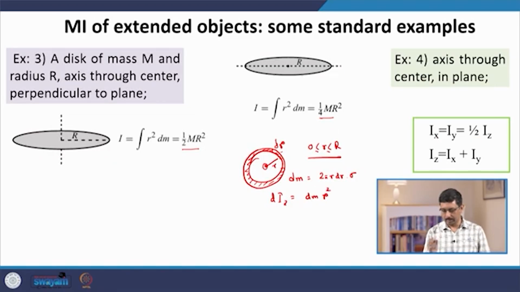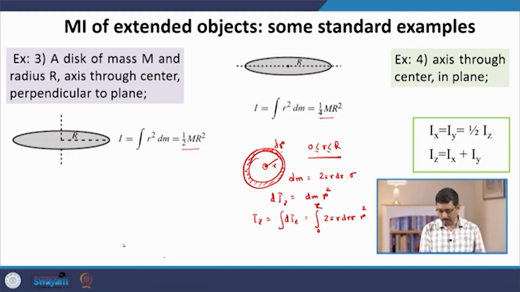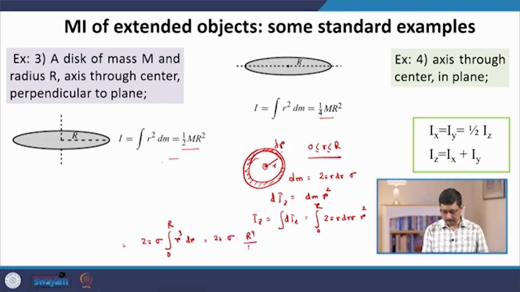dm times r square. Now if I vary r and generate this shape, then I am going to get the full moment of inertia due to that entire disk, and that is going to be the integral where the r smaller varies from 0 to capital R. So, I am going to take 2 pi sigma outside, then the remaining part is r cube dr from 0 to R, and this is going to be 1 by 2 pi sigma times R 4 divided by 4.